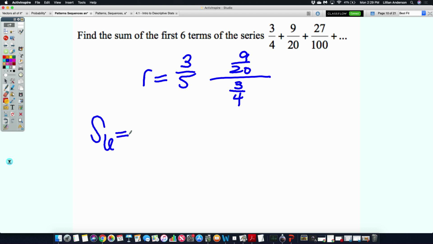Finite. I mean, infinite. Finite. This one is finite because it's asking for 6 terms. Even though it does have the ellipses at the end representing that the sequence goes on forever, you're only finding the sum of the first 6 terms.